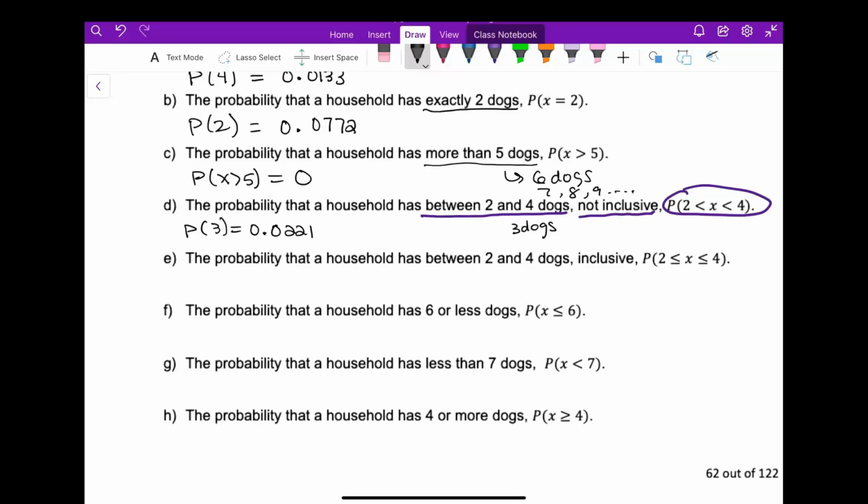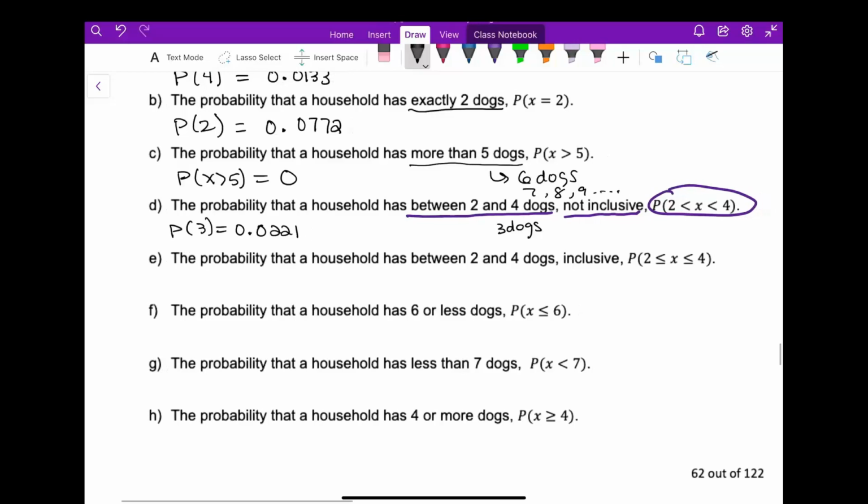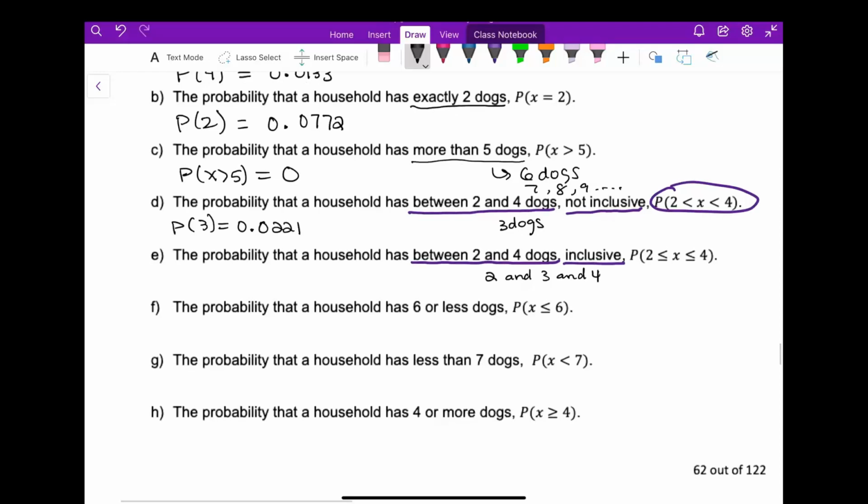Looking good. E, the probability that a household has between 2 and 4 dogs, inclusive. This time it's different. This time we're including it. So let's still look at these keywords, between 2 and 4, inclusive. How many dogs? 2 and 3 and 4. This one's so different from all of the other ones. Let's take a close look. We need to include the probability of 2 and the probability of 3 and the probability of 4.